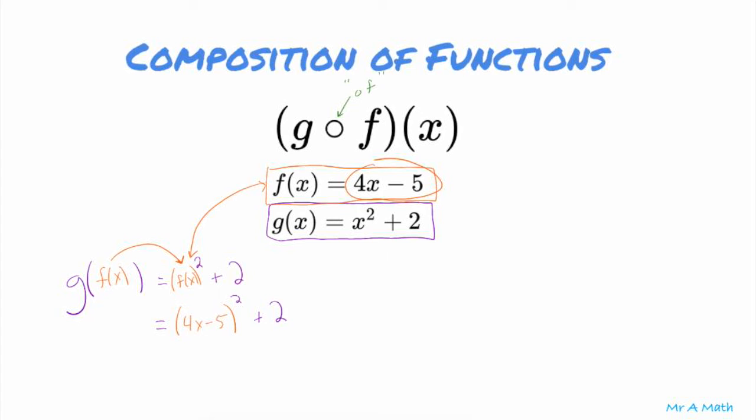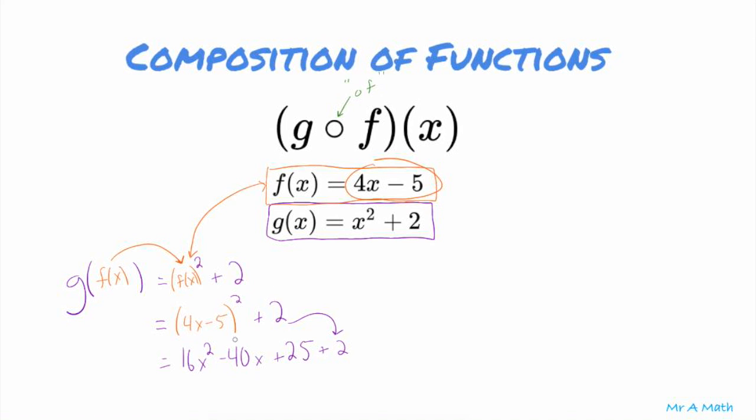Since it is a binomial, we have to then FOIL this problem. Again, if you need a refresher on FOILing, I'm going to go ahead and put a video up in the top right corner. But the FOILed out sum would ultimately become 16x squared minus 40x plus 25. And then don't forget about the plus 2.